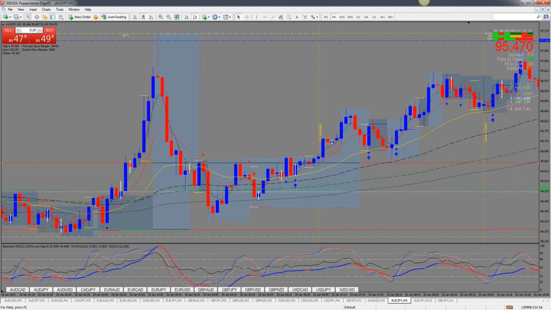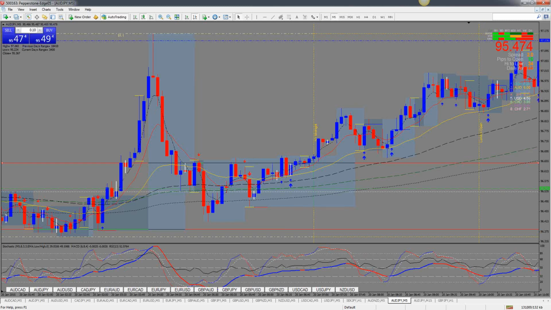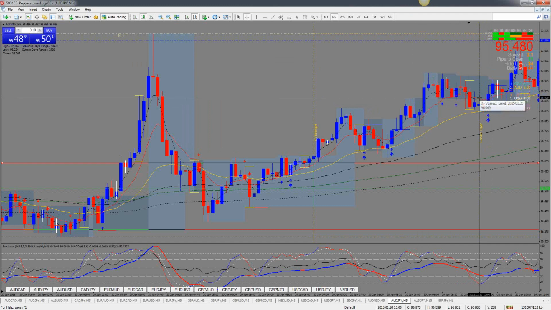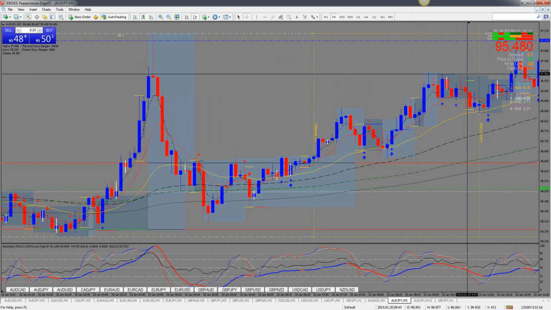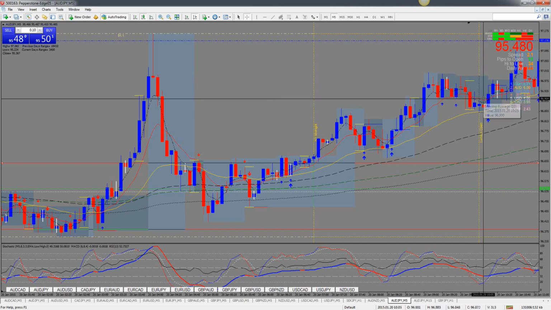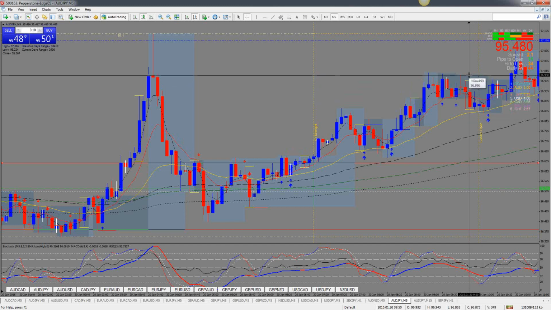All right. So we're going to get another signal coming here. We have a signal. You see, when I'm reading price action, I can see that signal before it happens because I have my support here and my resistance here.